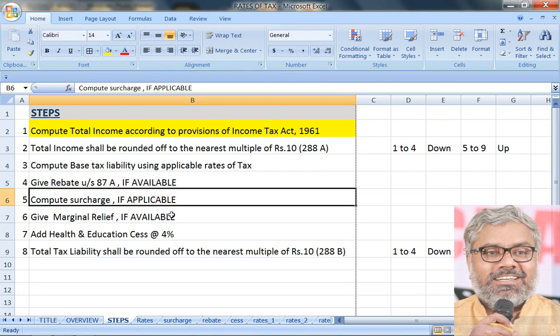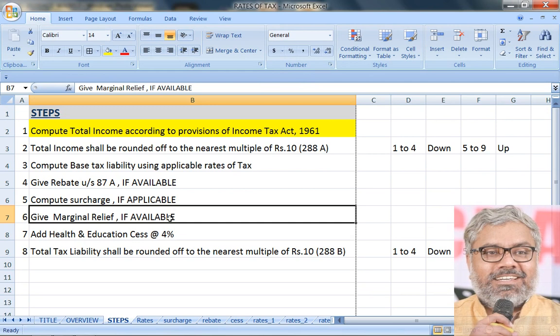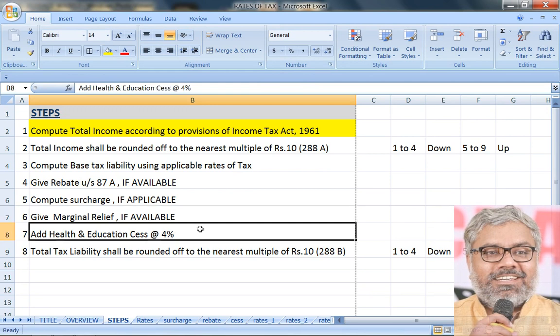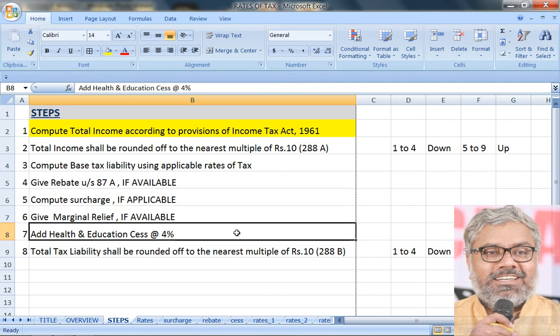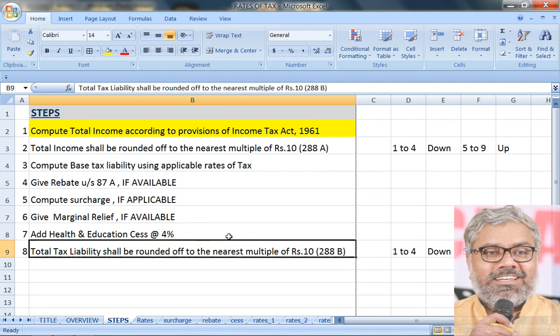And surcharge has to be always calculated on base tax, not on income. That care has to be taken. Marginal relief we did not calculate. That is the only thing remaining. We know how to calculate cess. Cess is calculated on base tax plus surcharge. On that, 4% cess has to be calculated in respect of all SSCs. No difference in the case of 4%. This is one thing which is common for all types of SSCs.